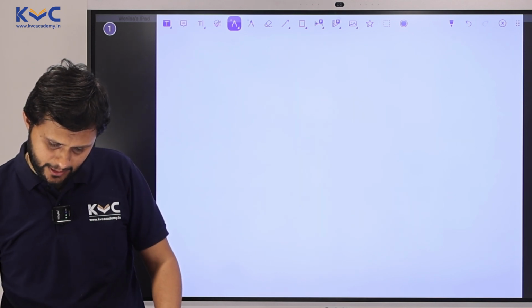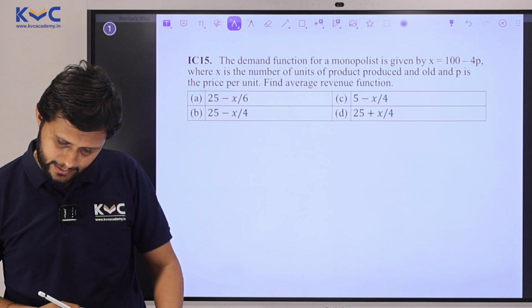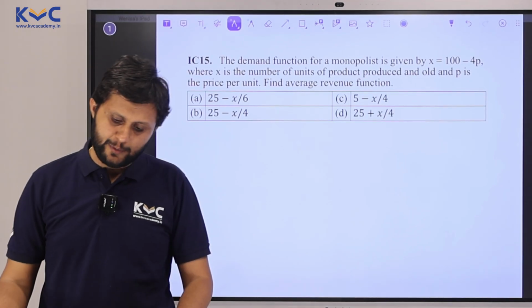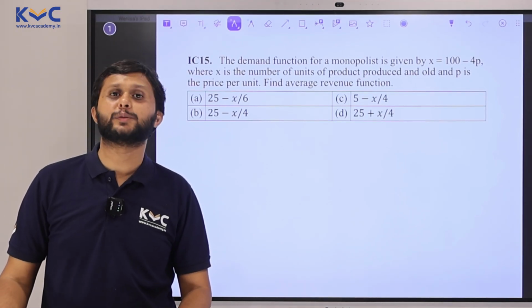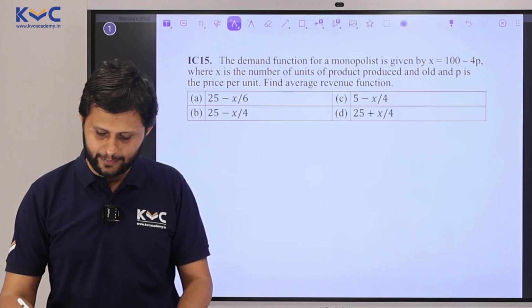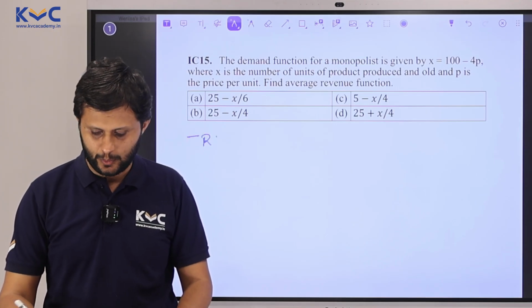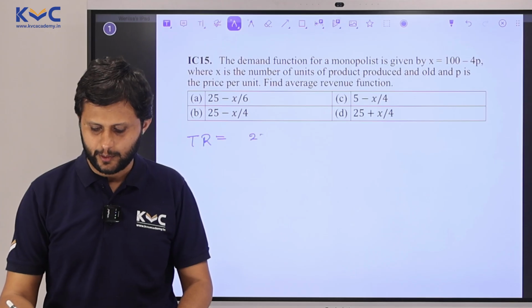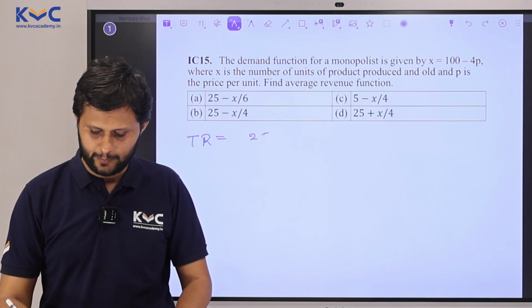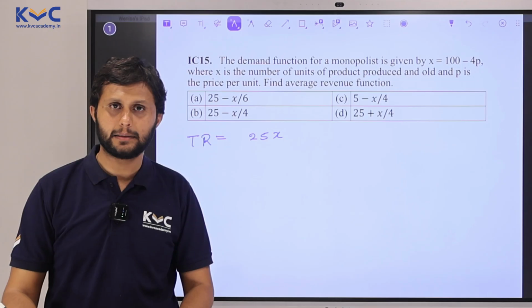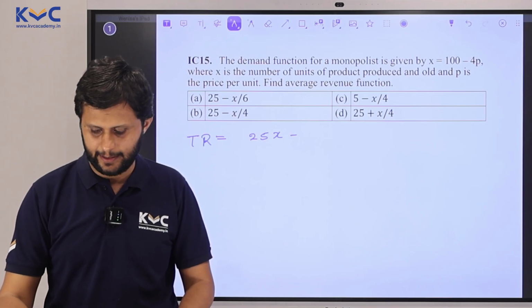I think it's the same question again with a different requirement. Yes. Find average revenue function. So we add revenue function. Total revenue is equal to, how much was it? From what I remember, it was 25x. Then we had minus, right? Minus x square by 4, I think.